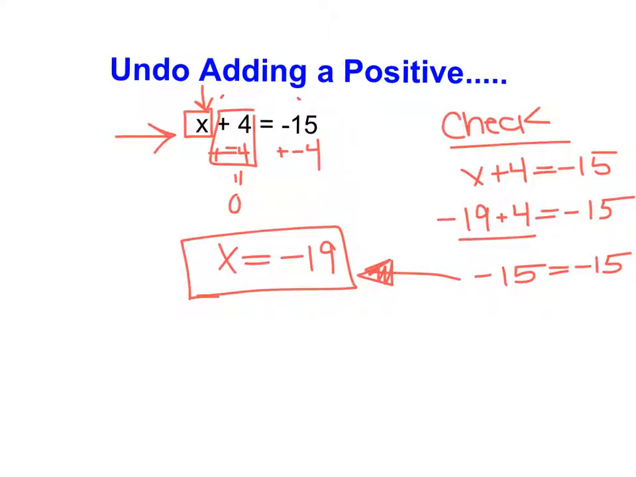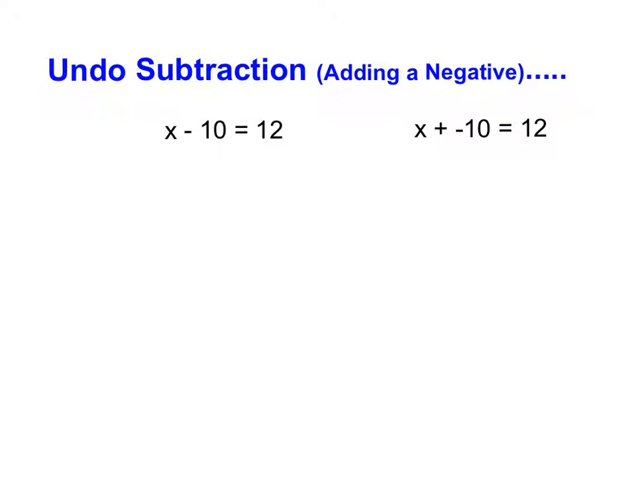Now in this example, we're going to undo subtraction, or you should know, because of keep, change, that we are undoing adding a negative. So here, these two problems are exactly the same thing. They're just represented in two different ways. And what we need to do is get the x value in each alone by undoing the subtraction, or undoing that addition of a negative 10. And remember, subtraction and adding a negative are the exact same thing.